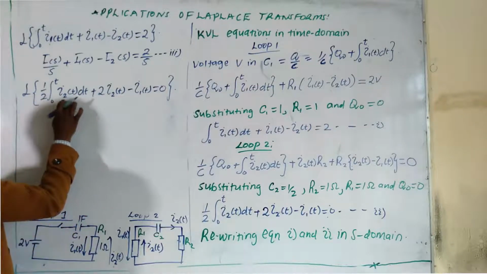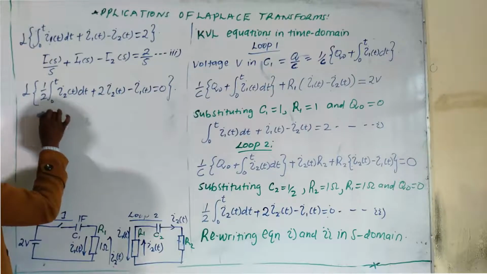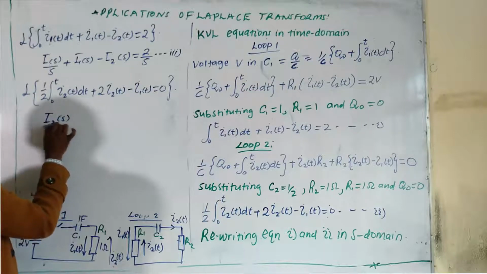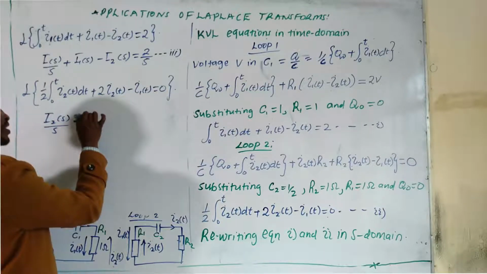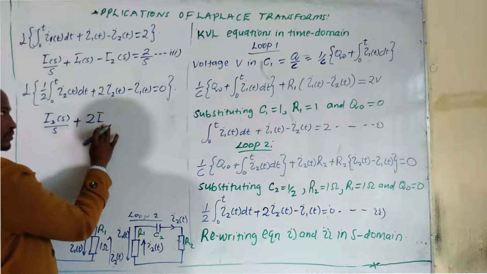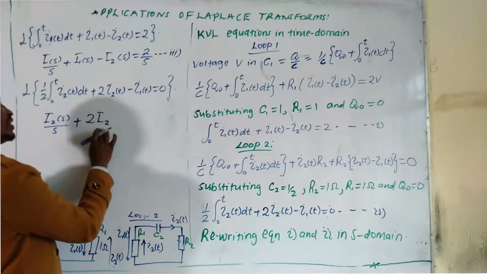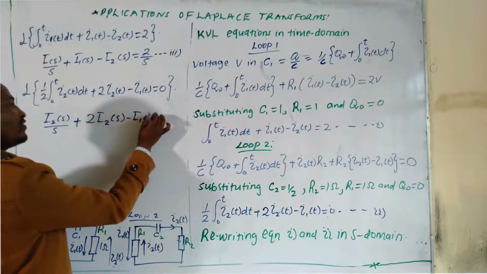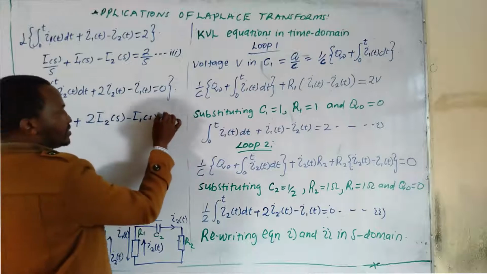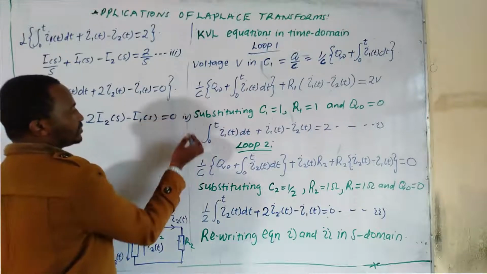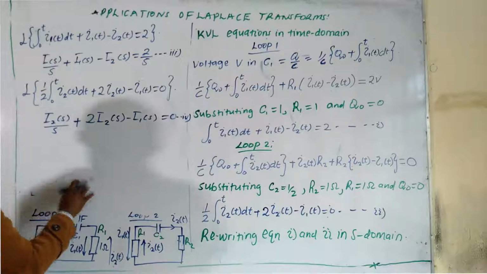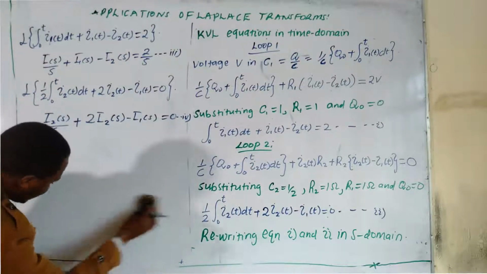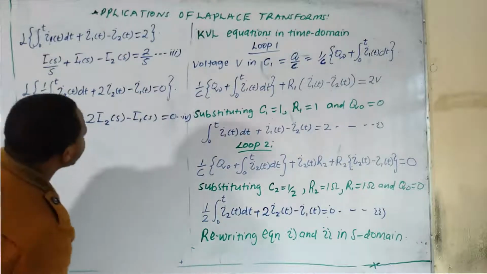If you find the Laplace transform of this, it will be I2 of s over s plus 2 I2 of s minus I1 of s is equal to 0. Call this one equation 4. Now, we work on equation 2 and 3. Let us concentrate on equation 4 for the time being.